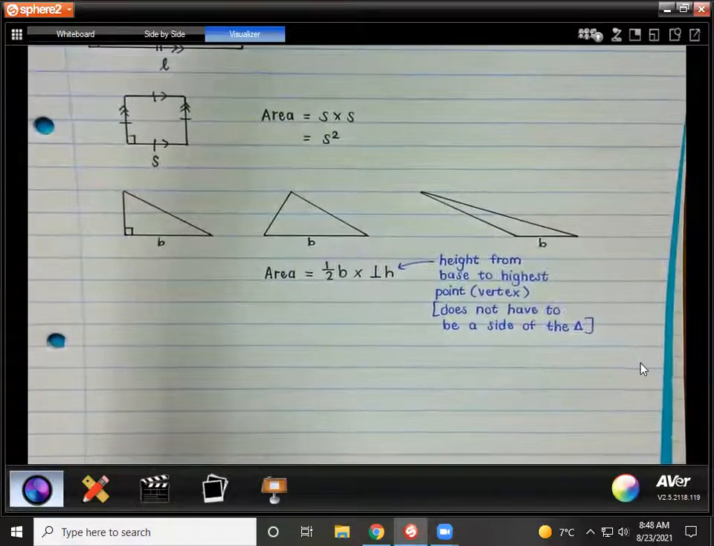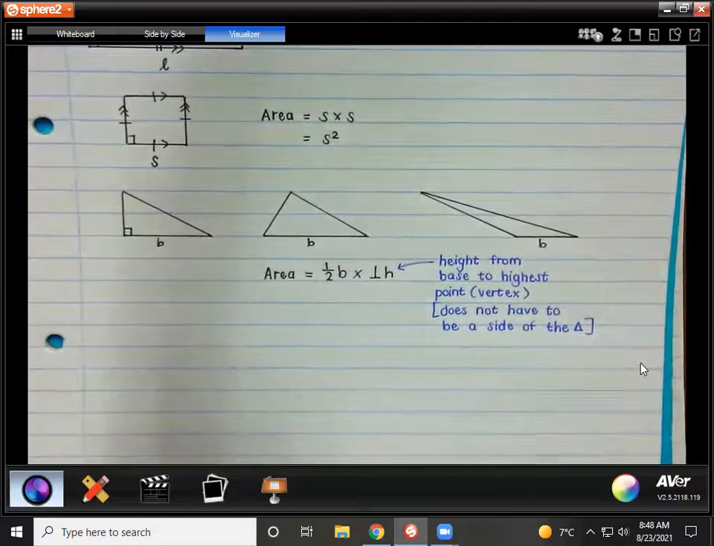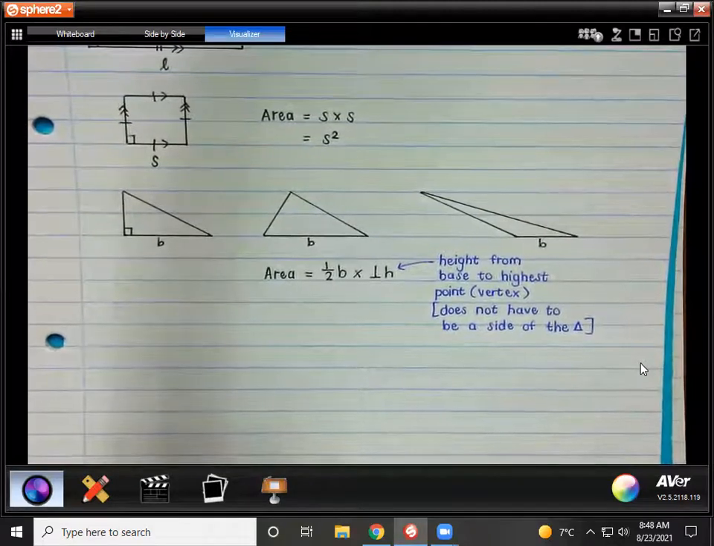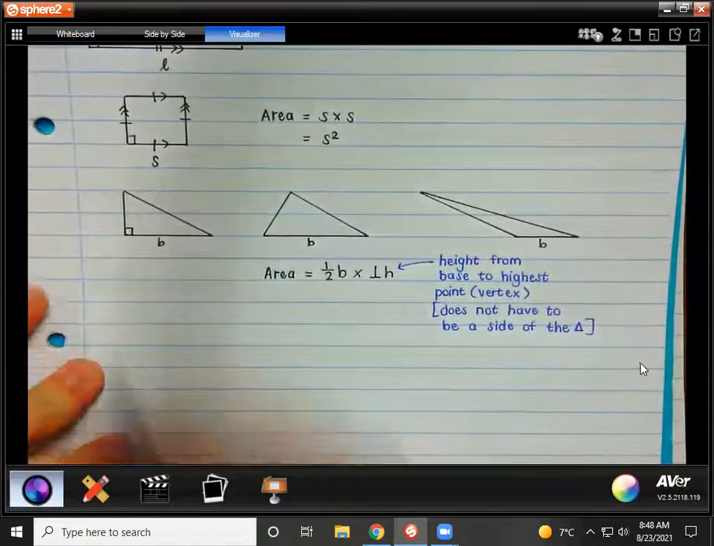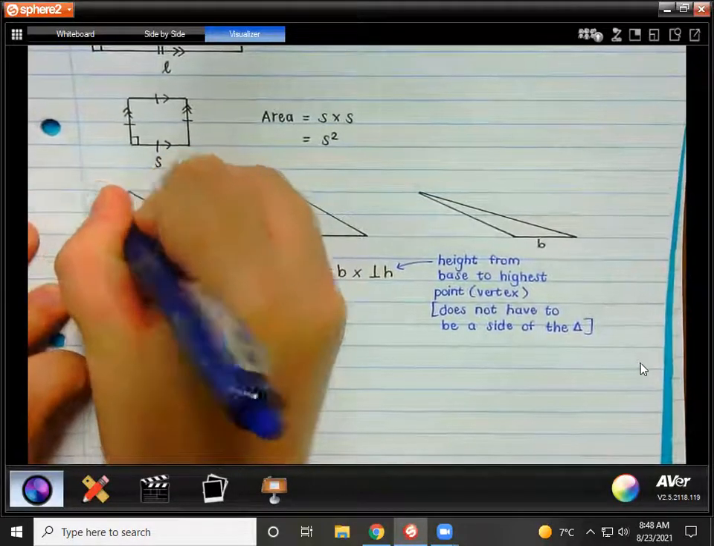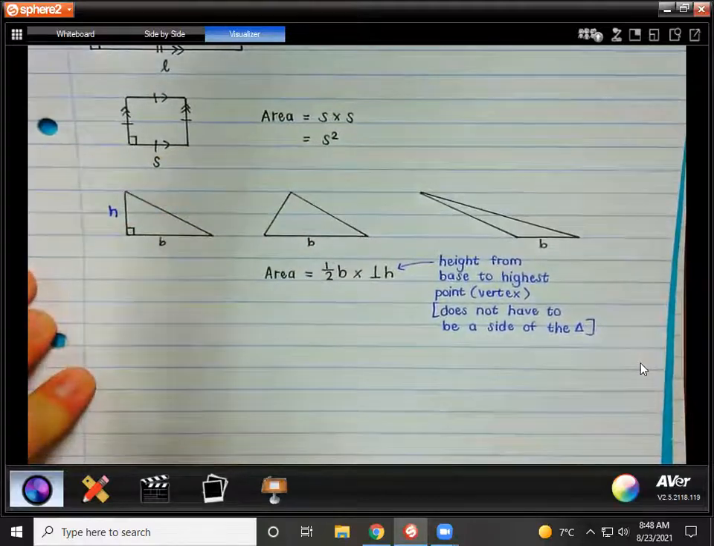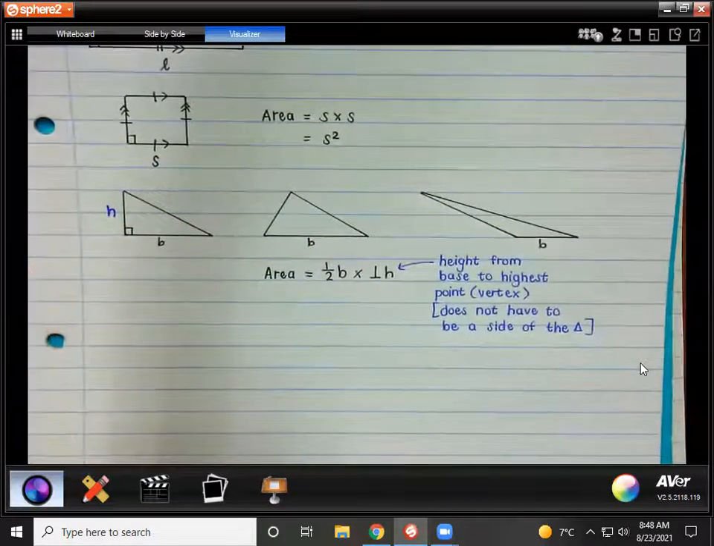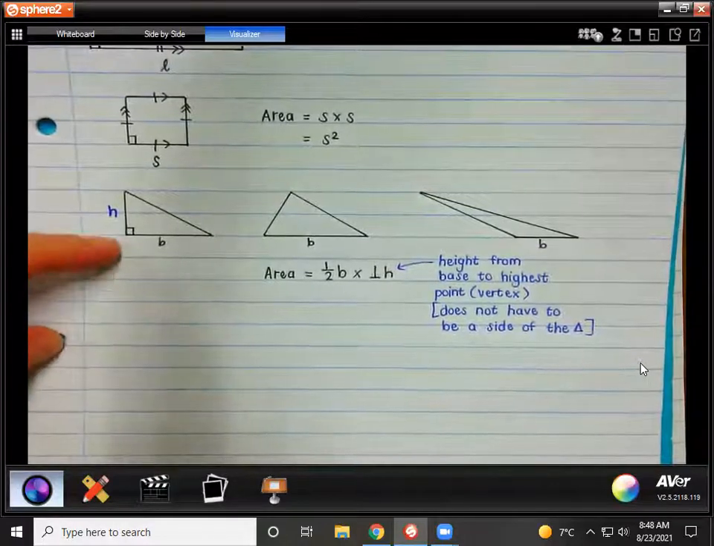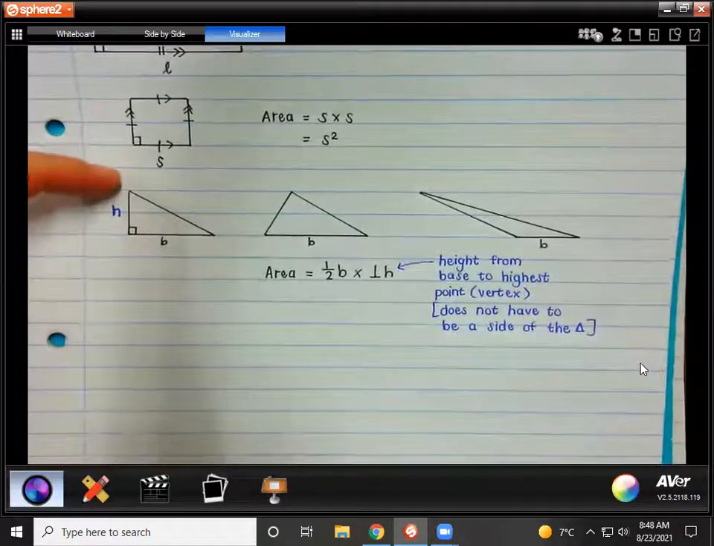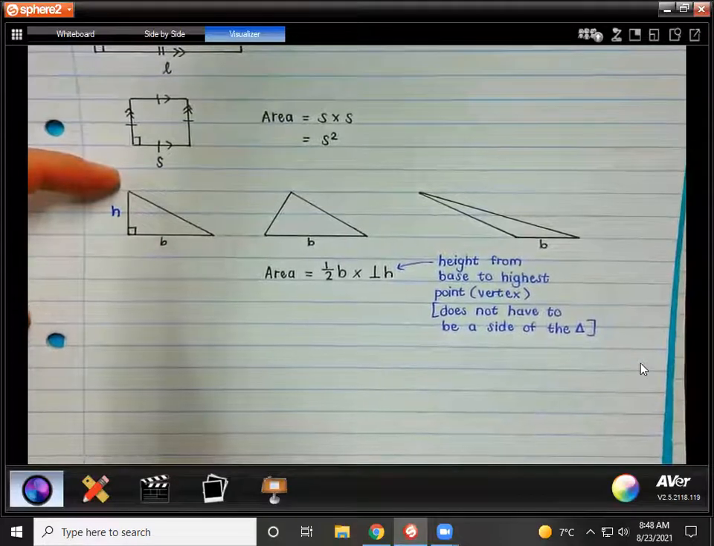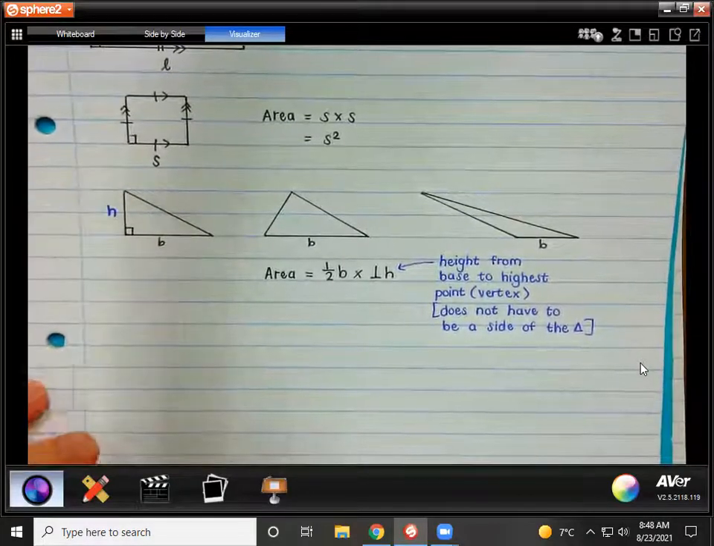It's actually the measurement from the bottom line, the base, to the highest point. All right. In some cases, it will be a side of the triangle. So in the first triangle, that side is the perpendicular height. All right. You can just put an H there next to that perpendicular line because it is the height from the base to the highest point of the triangle. All right. So that would be the perpendicular height.